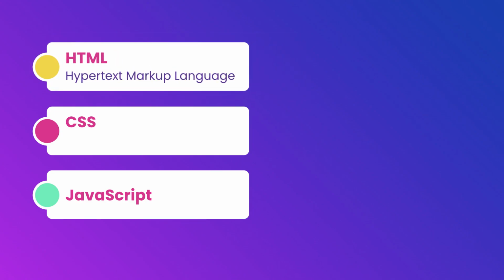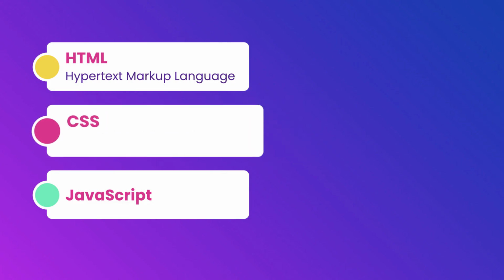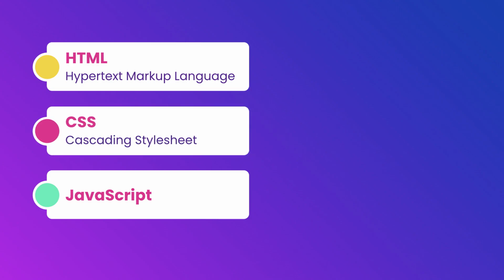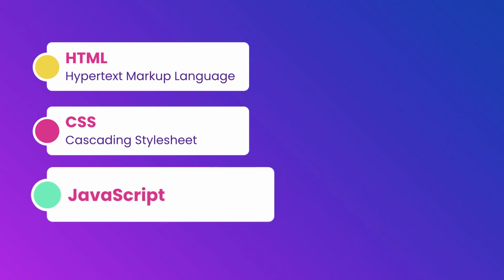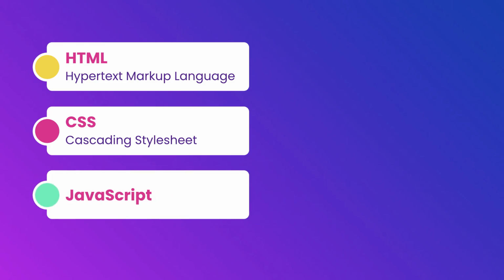HTML is short for Hypertext Markup Language. I know it's a mouthful, but basically we use HTML to define the building blocks of our web pages. CSS is short for Cascading Style Sheet and is used for styling web pages and making them beautiful. JavaScript is used for adding functionality to web pages.